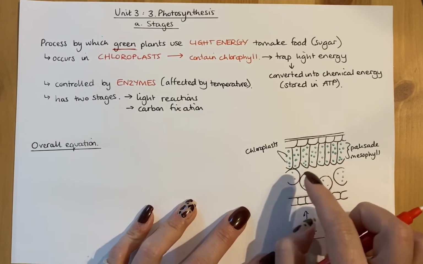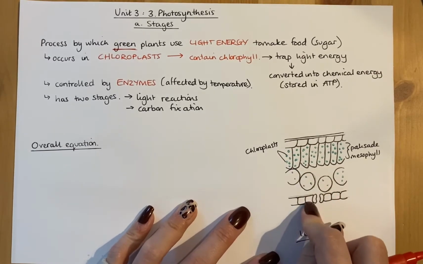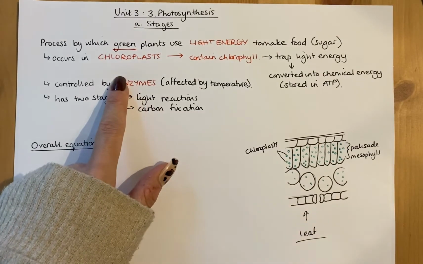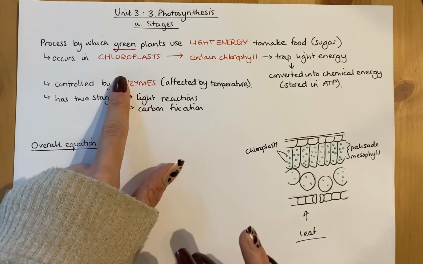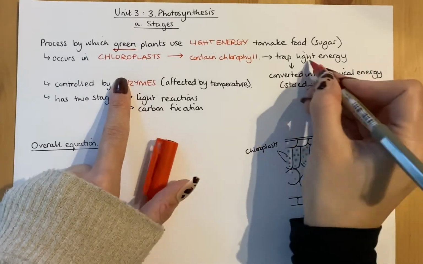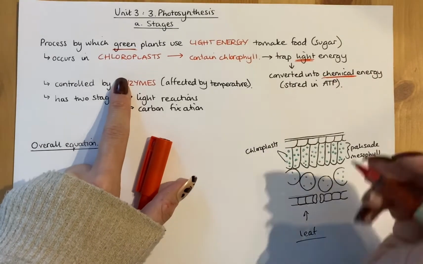Try and remember that a lot of these things are linked together. They're linked to Unit 2 in terms of leaf structure, and they're linked to Unit 1 in terms of enzymes, and also in terms of chloroplasts, and also in terms of ATP. They're linked in loads of ways. So chlorophyll traps light energy and allows it to be converted into chemical energy, which is stored as ATP.